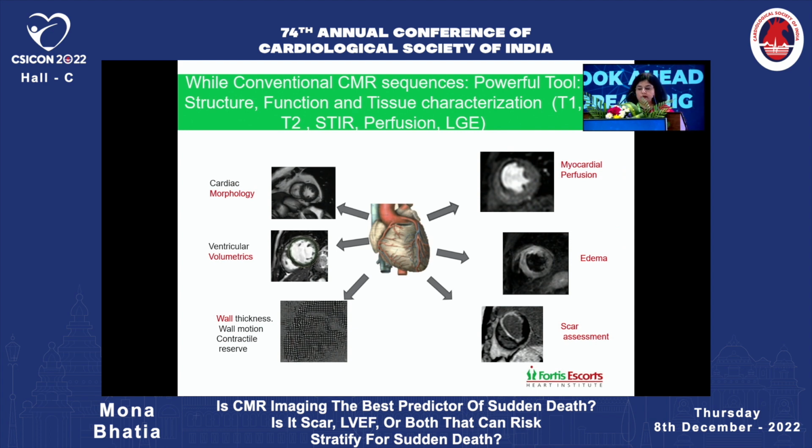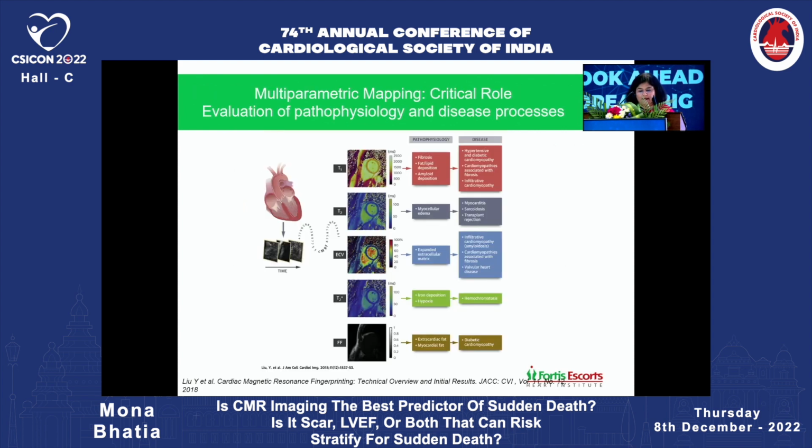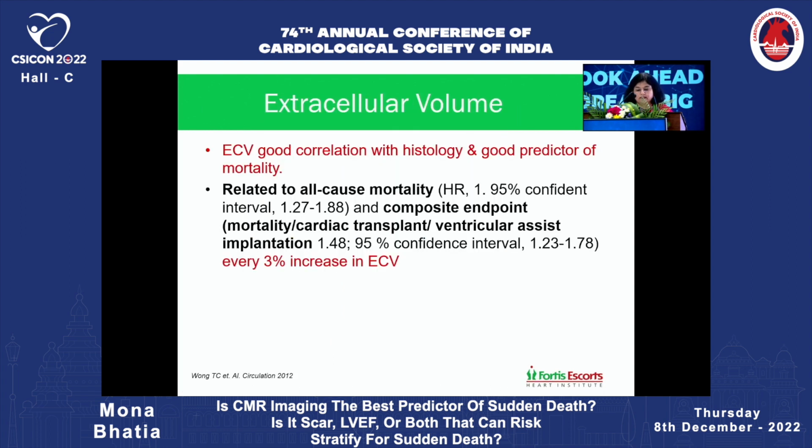So while conventional CMR has been a powerful tool for evaluation of structure, function, and tissue characterization based on T1, T2 imaging and the STIR with perfusion and late GAD enhancement, there is no doubt that novel CMR markers such as T1 and T2 mapping for assessment of myocardial fibrosis have been game changers today. Multi-parametric mapping has a critical role, and evaluation of pathophysiology and disease processes are now possible using all these mapping tools without contrast. So extracellular volume has a good correlation with histology and is a good predictor of mortality. It is also related to all-cause mortality and composite endpoints. Every increase in ECV of 3% is relevant.